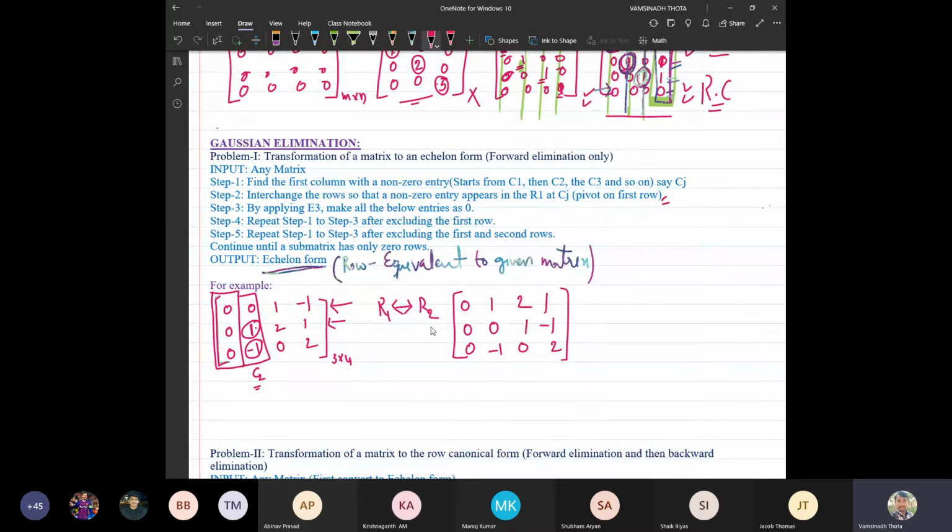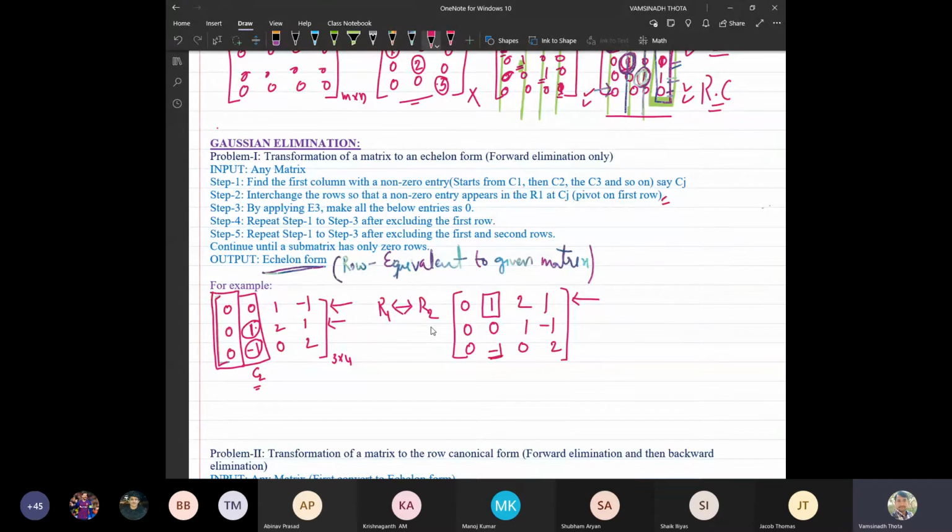Now step 3. By applying E3, make all the entries below as 0. Below entries of what? There is a first pivot entry we have made now. If you look at this, this is a non-zero row, the first row. We made this in the first column. We have all other zeros, and we have made this one the pivot entry. Now below the first pivot entry, we have to make all the entries 0. Below this one, it is already 0, so there is no change.